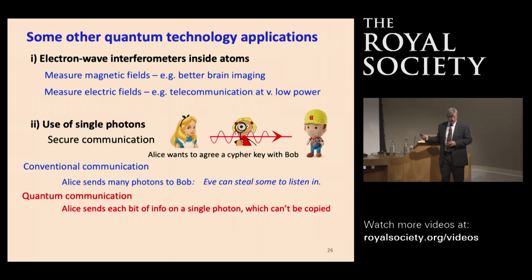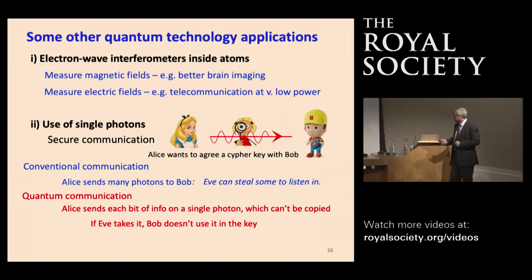I don't have time to discuss why or how, but you cannot copy one bit of information that's encoded on a single photon. And so if Eve takes the photon, it never arrives with Bob, and it does not become part of the key that they wish to share. And if Eve doesn't look at that photon, then Bob gets it, and it can be part of the key that they share. And that makes it possible to have a 100% secure key. So obviously there are many applications in banking or the military, or anybody who wants to send private messages could hope to benefit from this.